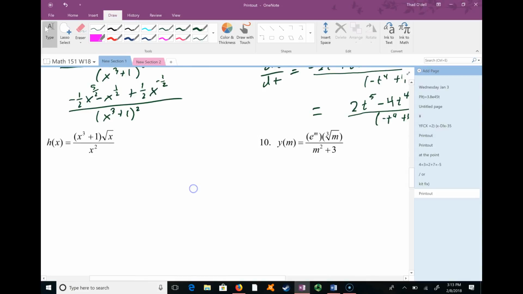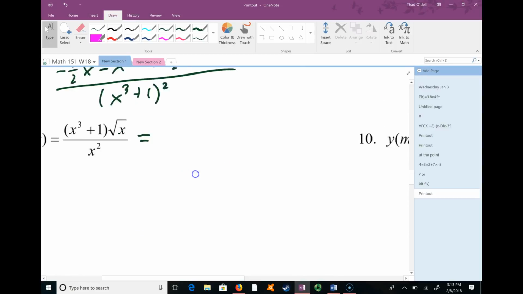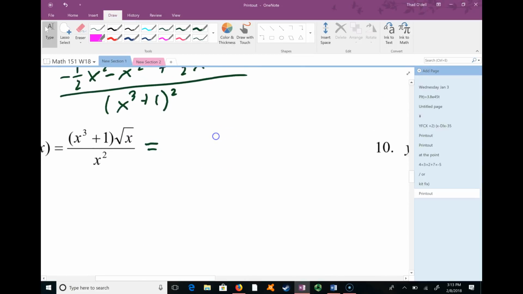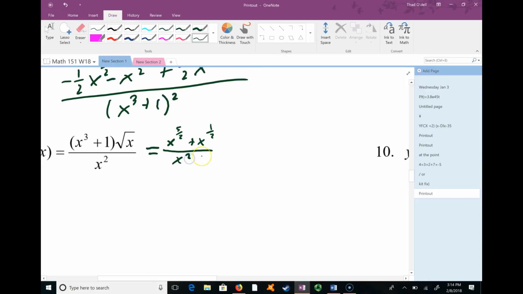Okay, I'm going to simplify this a little bit first. That would give me, if I multiply that x squared of x through, x to the 5 halves plus x to the 1 half divided by x squared. And then actually we can divide x squared in each one of those. And so we get x to the 1 half, this is 5 halves minus 4 halves, and that would be plus x to the negative 3 halves.